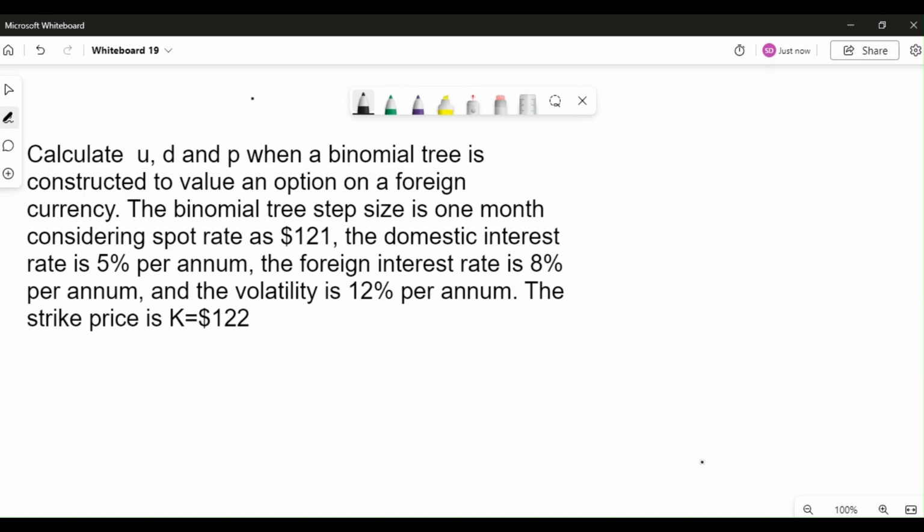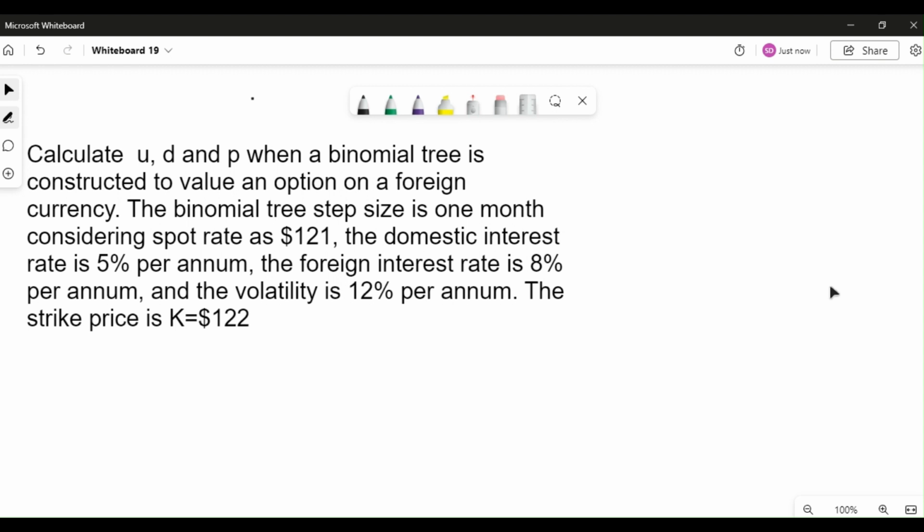Hello, students. On the request of some students, who asked me to prepare a video where we calculate the probabilities and the upward and downward trend. This is the question which I have taken from your Options, Futures and Other Derivatives book by John C. Hull, and I have just tweaked something in the question. So let's see how to solve this one.